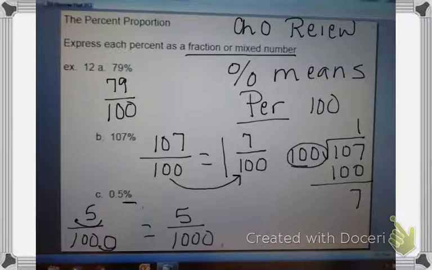Now we can reduce that. 5 goes into 1,000 200 times. So we're going to divide top and bottom by 5. 5 divided by 5 is 1, and 1,000 divided by 5 is 200.